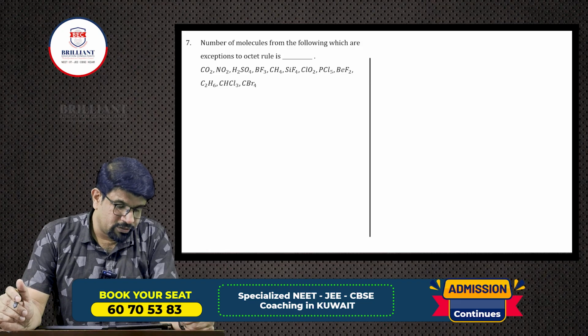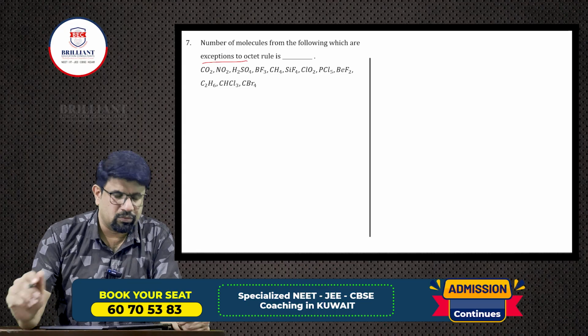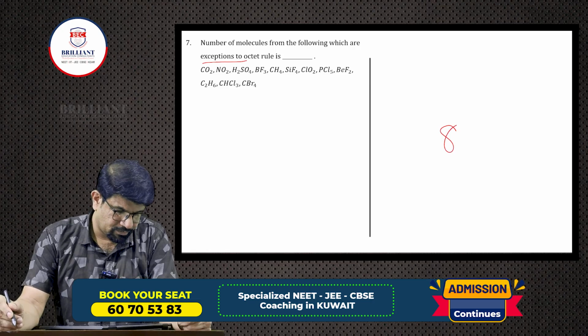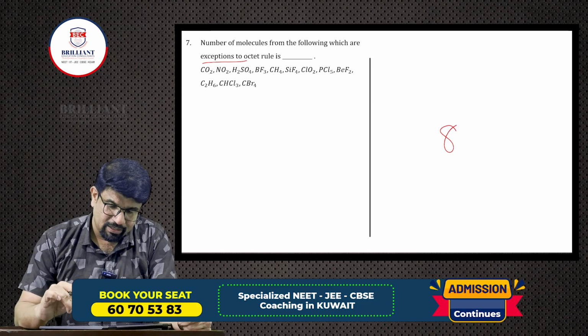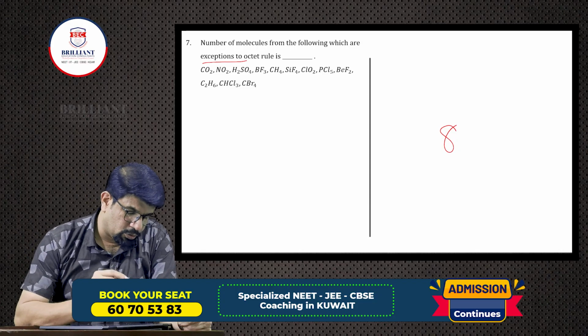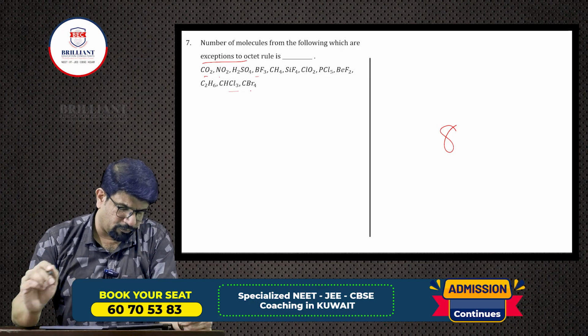Number of molecules from the following which are exceptions to the octet rule. What is the octet rule? 8 electrons in the valence shell, right? If the central atom has 8 electrons, then we can easily find the answer. So we have to check which are not obeying the octet rule. Here they are given CO2, NO2, H2SO4, BF3, CH4, SiF4, ClO2, PCl5, BF2, C2H6, CHCl3, CBr4, right?